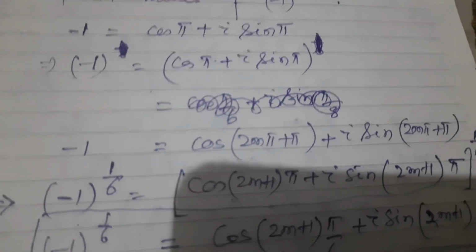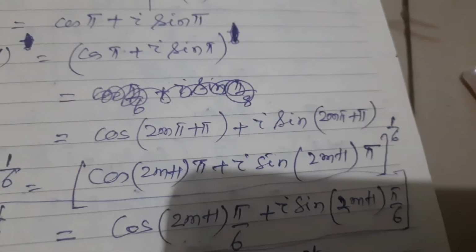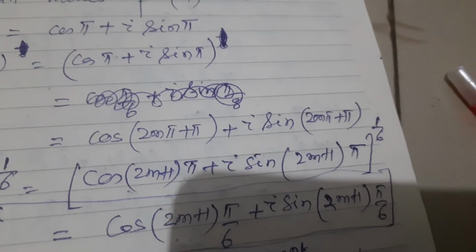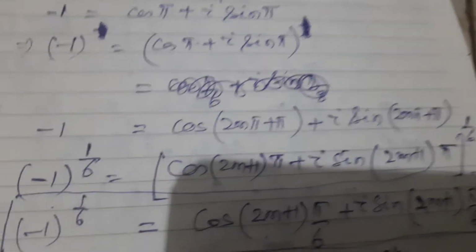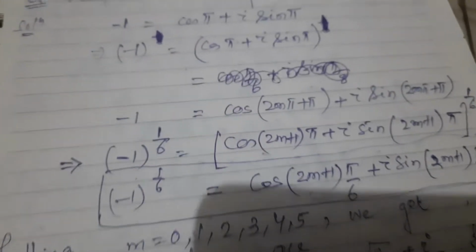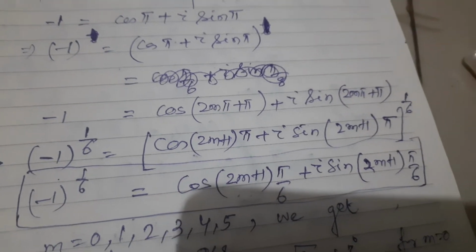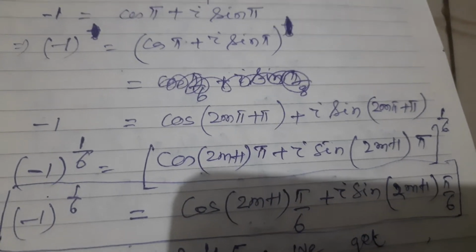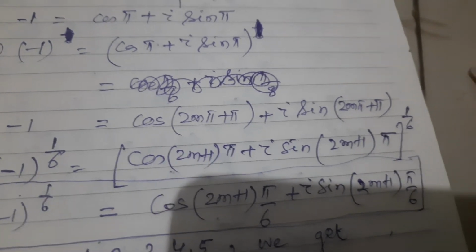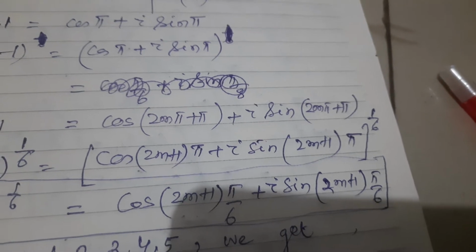So minus 1 can be written in a general form, that is cos 2m pi plus iota sin 2m pi, plus pi. This is the minus 1 representation, but in the question we have to calculate the value of (-1)^(1/6). Therefore it is cos (2m plus 1) pi plus iota sin (2m plus 1) pi, whole power 1 by 6, where we take pi common in the expression.